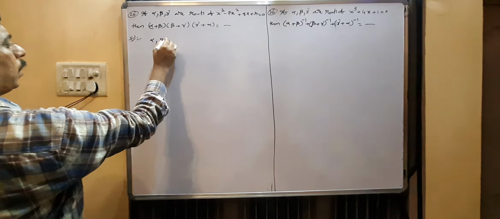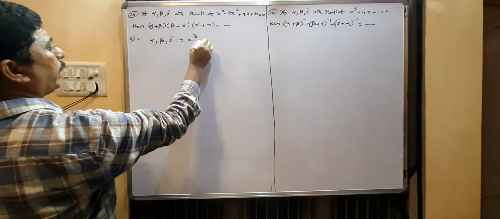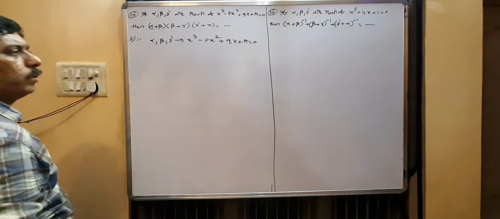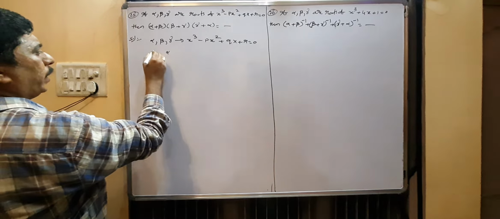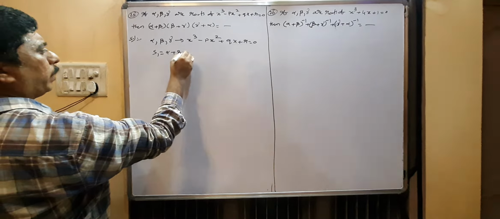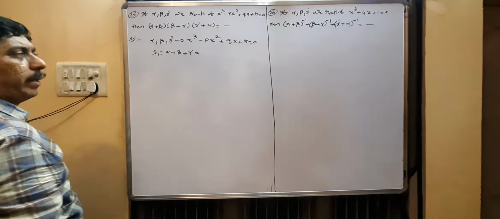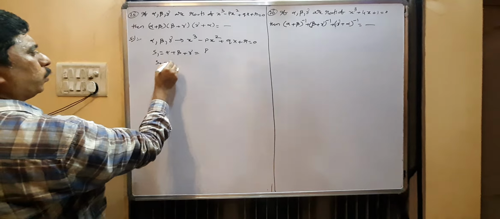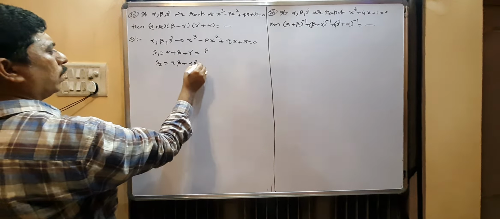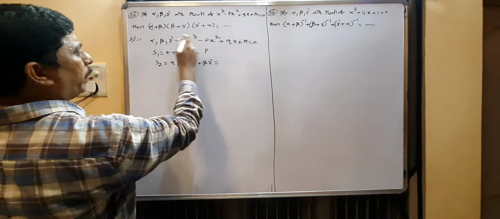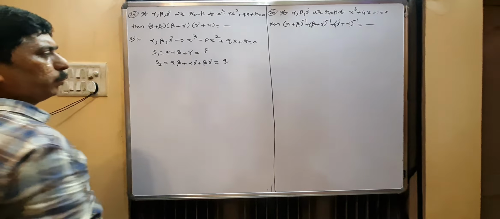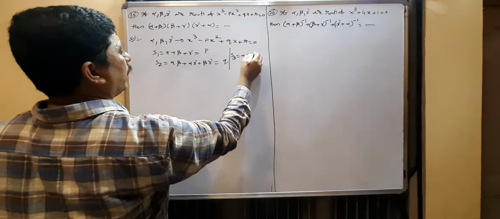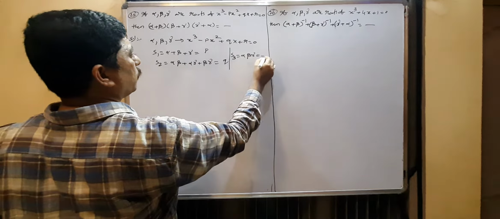Alpha, beta, gamma are the roots of x cube minus px squared plus qx plus r equal to 0. Then sum of the roots, S1, alpha plus beta plus gamma, is minus b by a, that is p. S2 formula, sum of the product of two roots, alpha beta plus alpha gamma plus beta gamma, is c by a, that is q. S3, alpha beta gamma, is minus d by a, that is minus r.